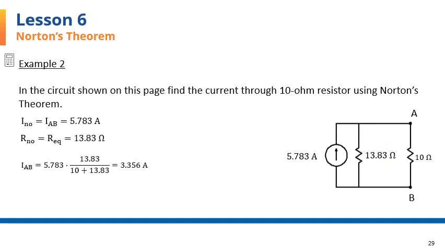Here's the 10 ohm resistor replaced between A and B, and because we're interested in current in this 10 ohm branch, we'll take the main current coming through to this junction, multiply it by the resistance of the other branch, 13.83, divided by the sum of the two. And the current is found as 3.356 amps.